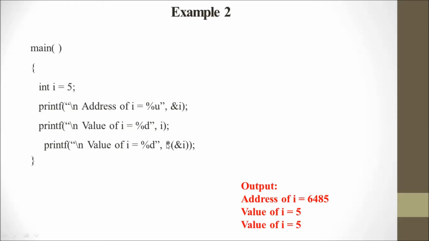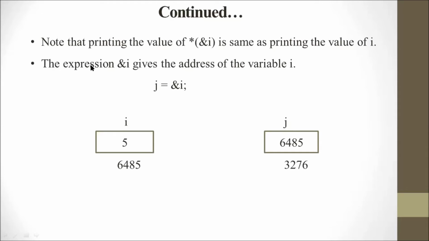Because the address of i, if we use it by itself, prints the address of i, but if we use it with the pointer, this will print i's actual value. So in the output, 5 will be printed. Note that printing the value of a pointer to the address of i is the same as printing the value of i. The expression &i gives the address of the variable i.